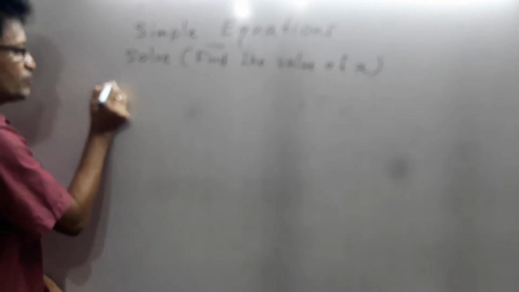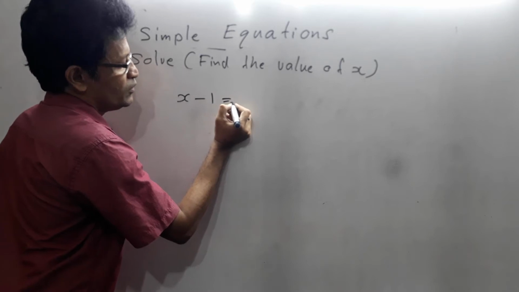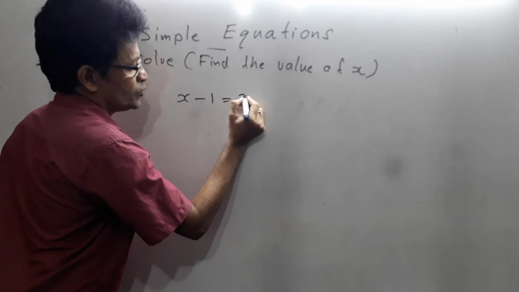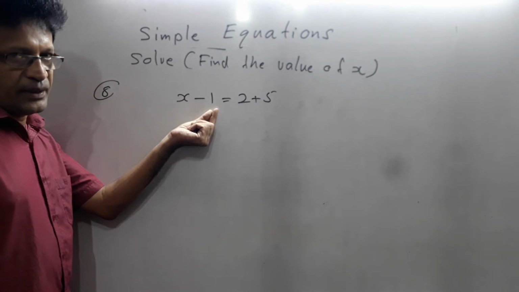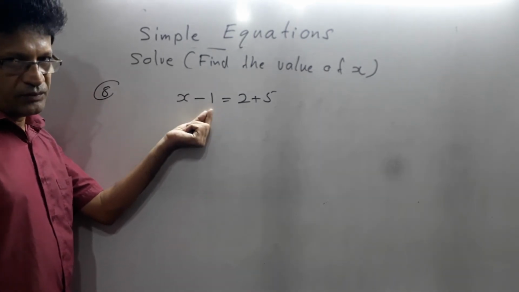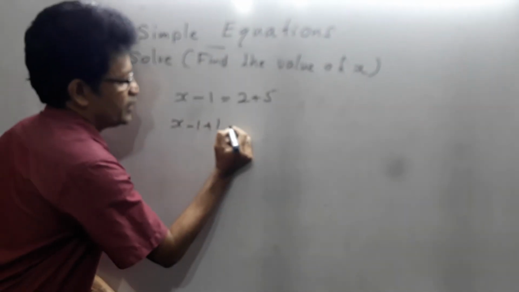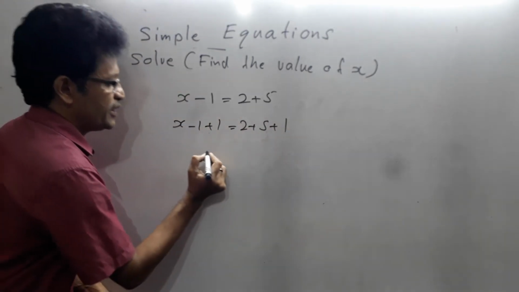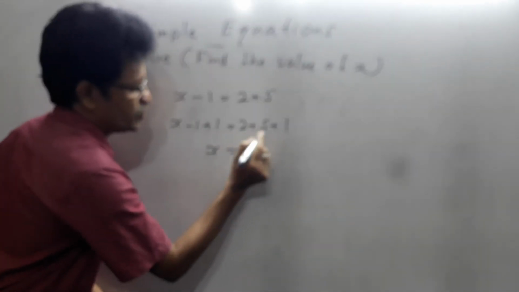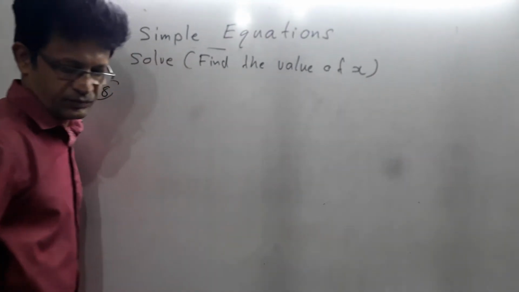Now we'll do another question. A little different question. x minus 1 equals 2 plus 5. How are you going to find this value? Now here minus 1 is there. So I have to get rid of this minus 1. So I have to add another 1 here. So x minus 1 plus 1 equals 2 plus 5. You have to add another 1 here. Then minus 1 plus 1 cancel here. x equals 2 plus 5, 7. 7 plus 1, 8. Clear? Right.